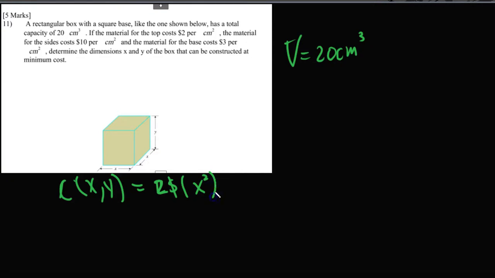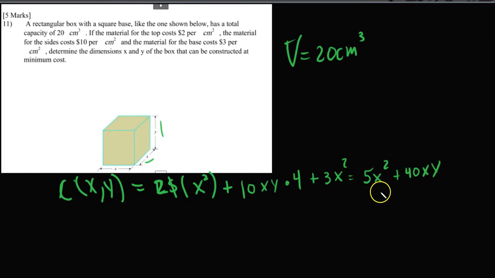Length times width. And let's work on the sides. So we got $10 per centimeter squared, and the area of the side is x times y. So $10 x times y. But don't forget we have 4 sides, right? So times 4. And then we have to cover the base, which is $3 x squared. This gives us a final cost formula of 5x squared plus 40xy.